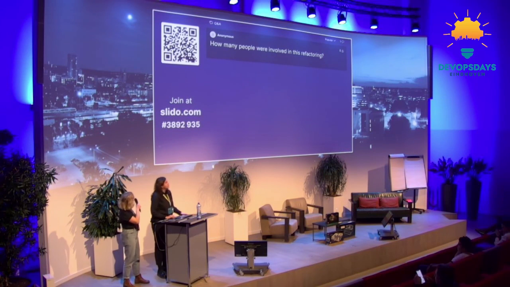Second one: how many people were involved in this refactoring? You mean after which setback? At the very beginning, it was more people, most of my team, but I think after each setback, more engineers were turned off. So I would say in the heydays, it was like 5 people, and sometimes it was 2 people.